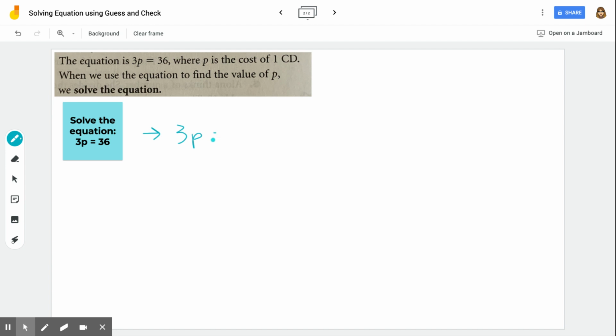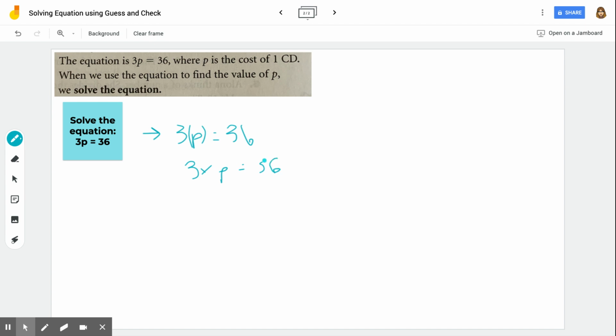And if we remember from math, whenever we have a variable that is beside a number, it means times. There would typically be a bracket in between here, and we know that something beside a bracket means that it would be multiplying these two together. So I'm just going to rewrite it as 3 times p equals 36.